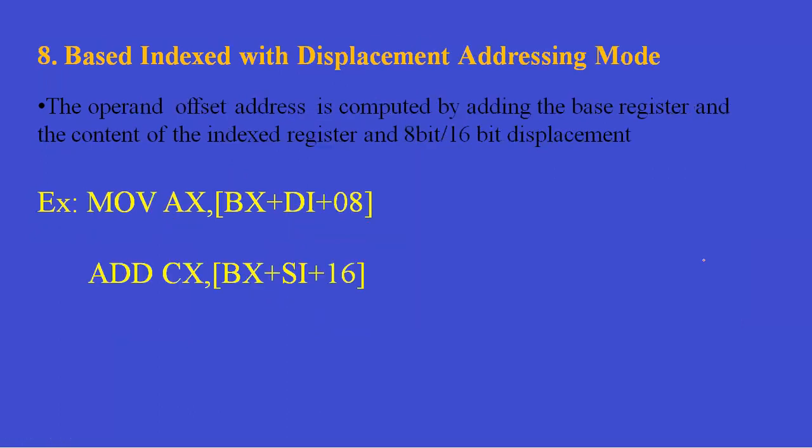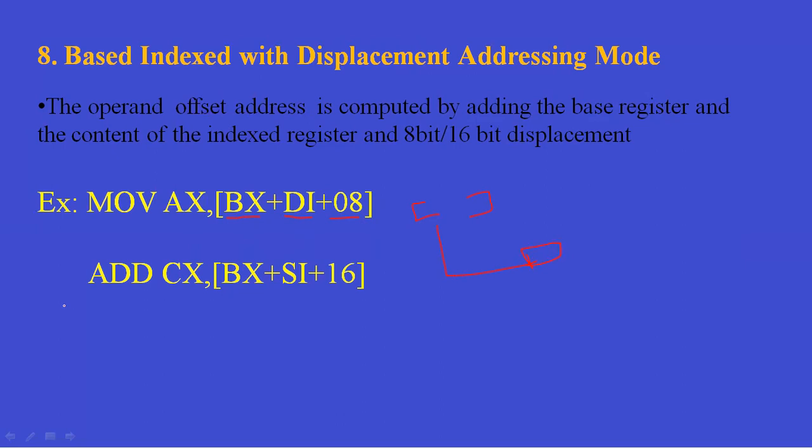The next one is based indexed with displacement addressing mode. The operand offset address is computed by adding the base register and the content of the index register and an 8-bit or 16-bit displacement value. So here it is a general purpose register, any one of AX, BX, CX, DX, four general purpose registers supported by the 8086 architecture. So any one index register, source index or destination index, with a displacement value. So these three will be added. Here it will be holding some data, acting as an address. That address having some data, that data is added with this data and with the displacement value. Finally, we will get one address. That address holding some operand value. That operand only moves to the AX register.